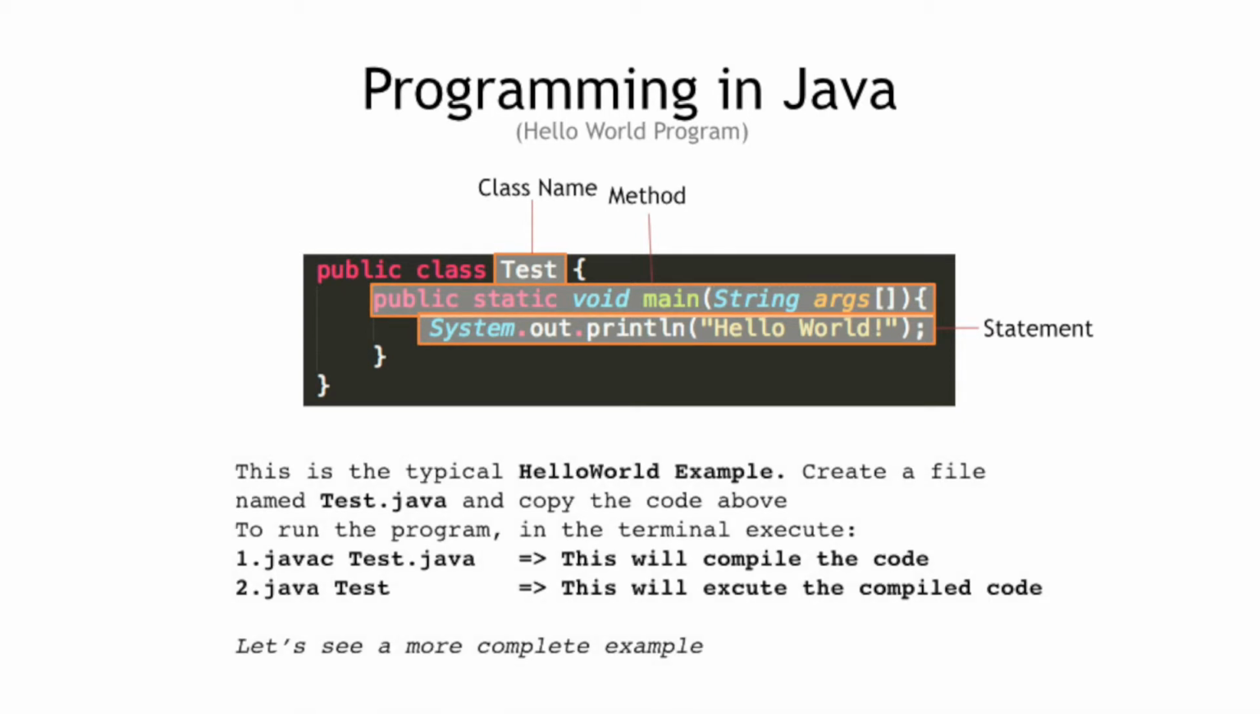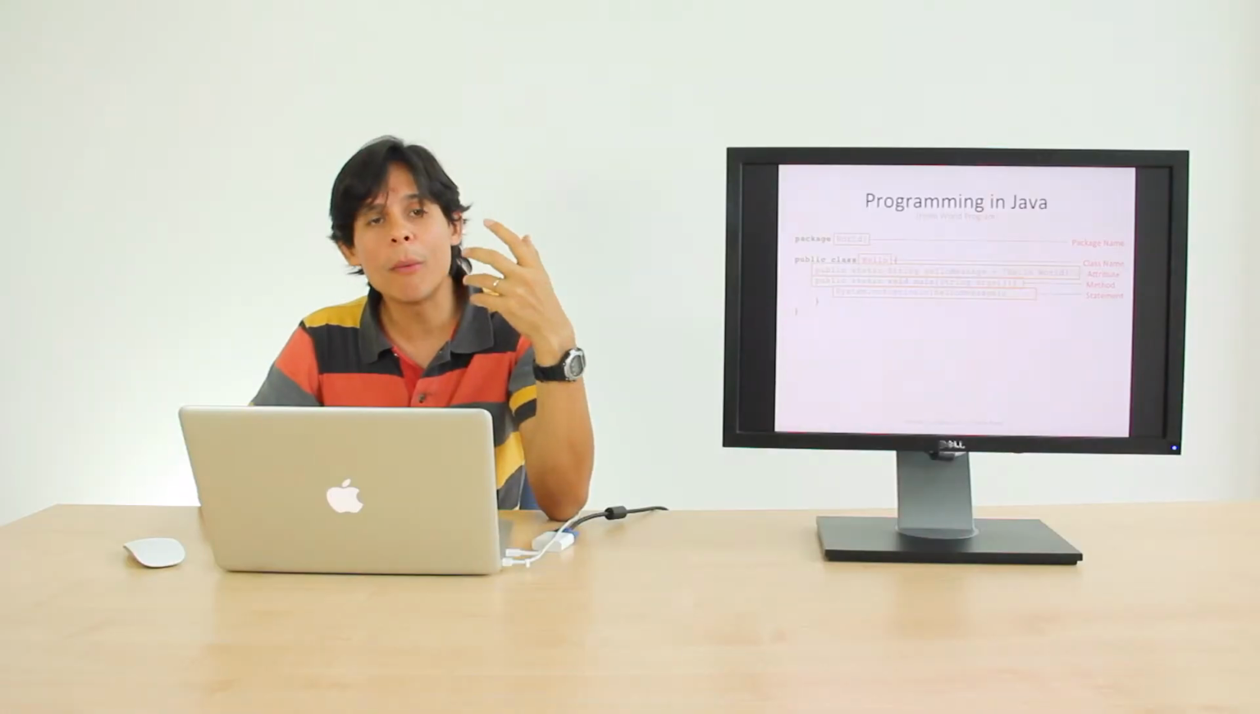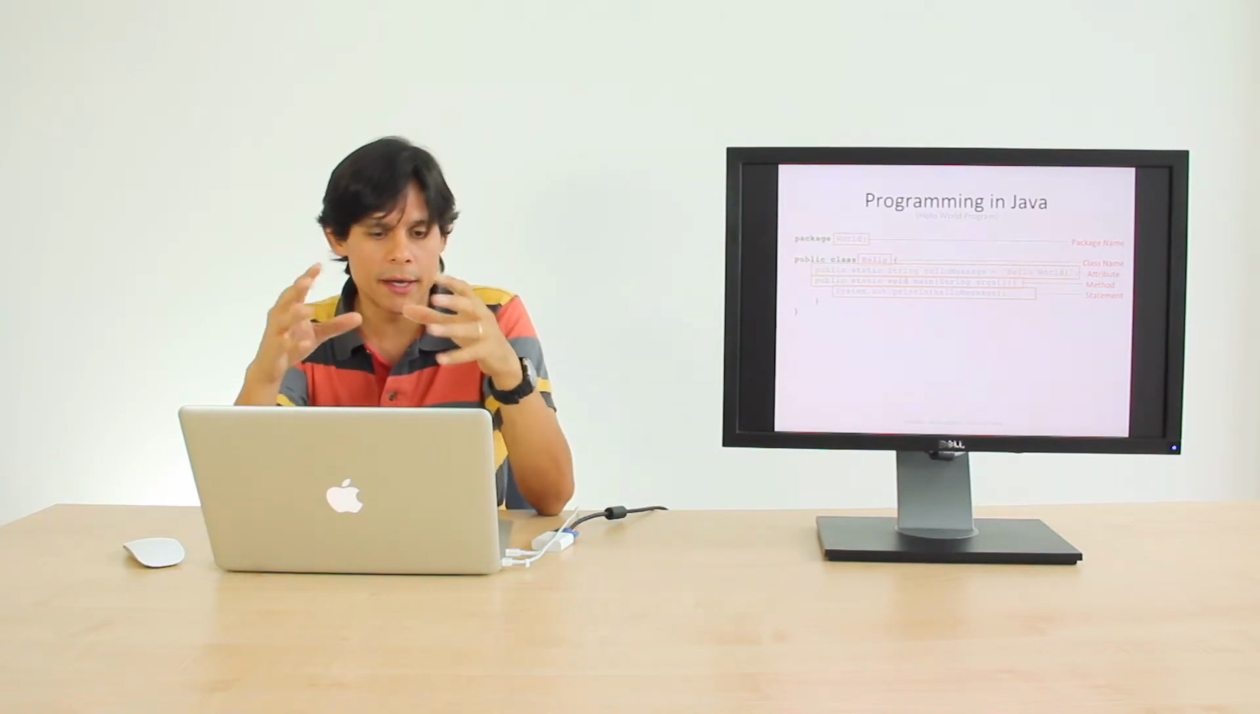If you want, you can try out this basic example by pausing the video here and copying this code above into a file named test.java, and then compiling using the javac compiler and then running the program with the java command line. A more complete example of the Hello World example would be this one here.